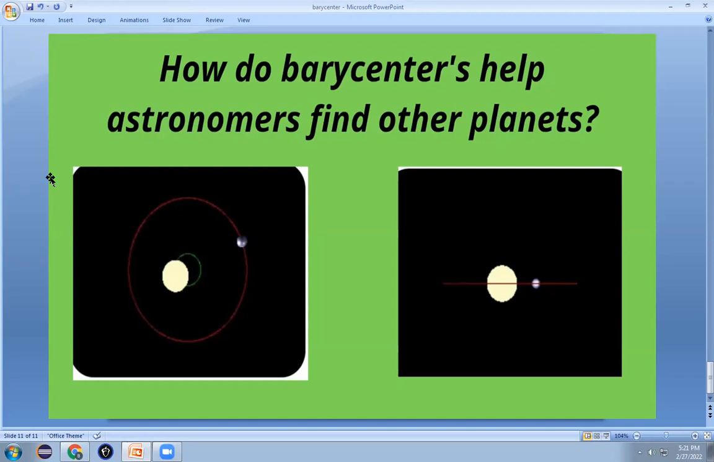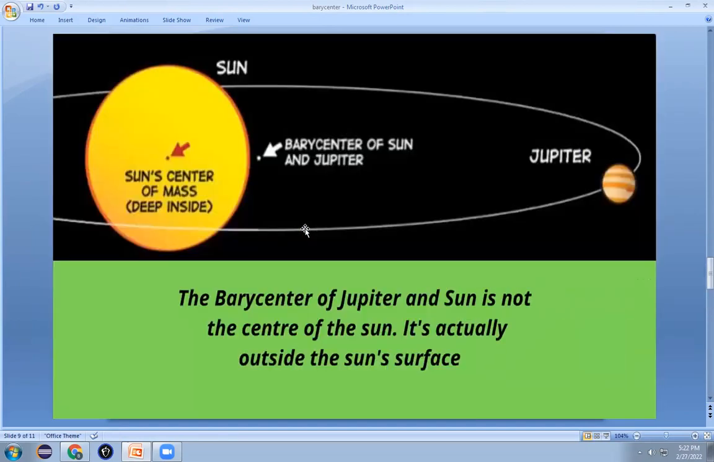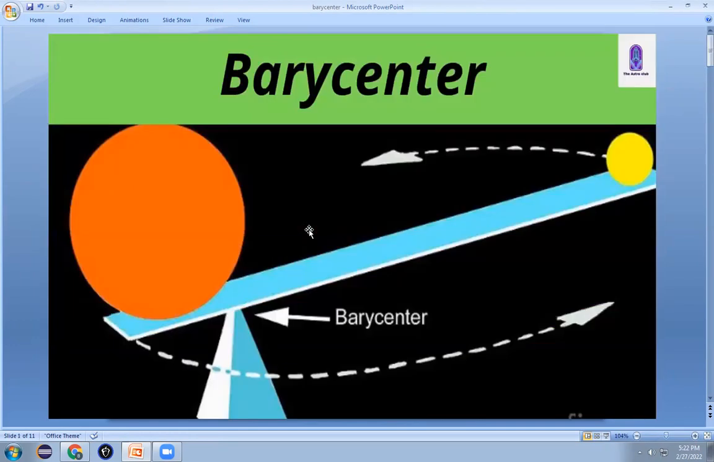If something is wobbling at a distance, then we can assume that it might be a star and there might be planets orbiting that star. Okay, so by studying barycenters and using several other techniques, astronomers have detected many planets around the stars so far. So these barycenters help astronomers to find other planets. Did you understand the concept of barycenter? Yes, Akka.